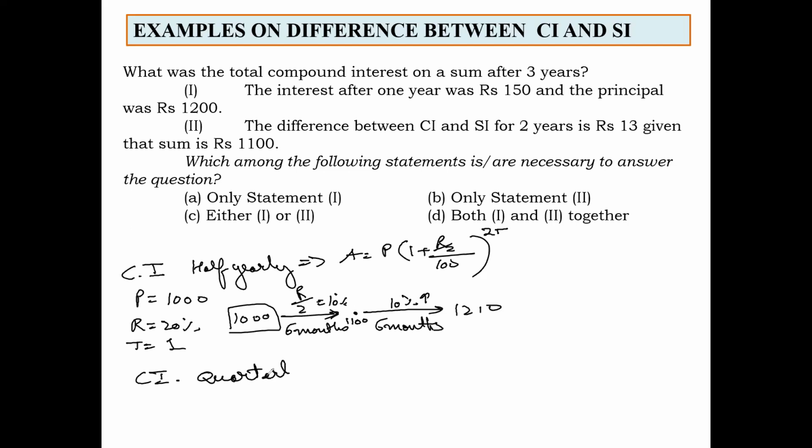For example, if I say CI quarterly, what does my formula now become? Amount is equal to P into 1 plus. Now, if it is happening quarterly, that means in a year, how many times will the interest be calculated? Since it is being calculated quarterly, 4 times, and therefore we multiply this by 4.